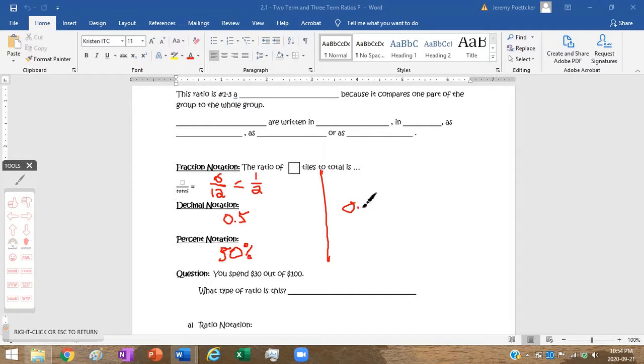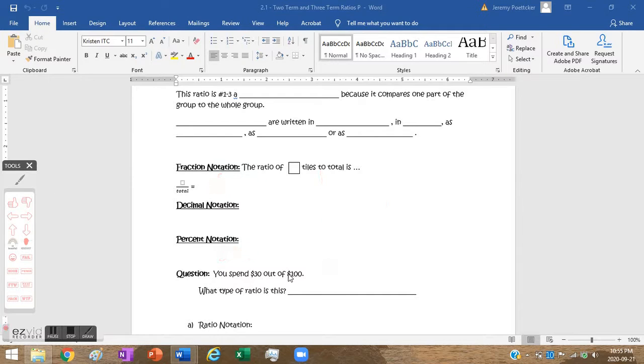Now, one place where you might see this decimal notation in real life is baseball stats. We hear that a batter is hitting .300. What that means is roughly 3 out of every 10 at-bats, they're going to get a hit. And by the way, that is a good batting average if you're a professional baseball player.